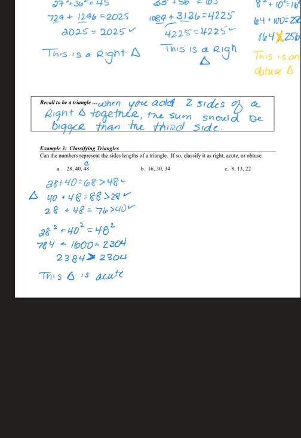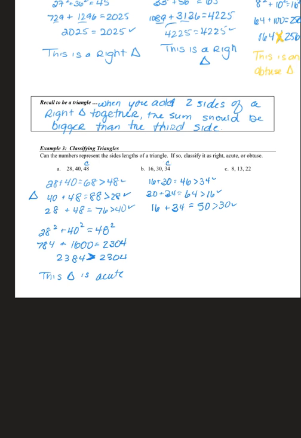All right, looking at the next one. Again, we're going to test it first. So 16 plus 30 is 46. Is that bigger than 34? Yes, it is. Last two, 30 plus 34, we get 64. Is that bigger than 16? Yep. Now the first one and the last one. So 16 plus 34 gives me a total of 50. Is that bigger than 30? Yes. So now we're going to figure out what kind of triangle it is.